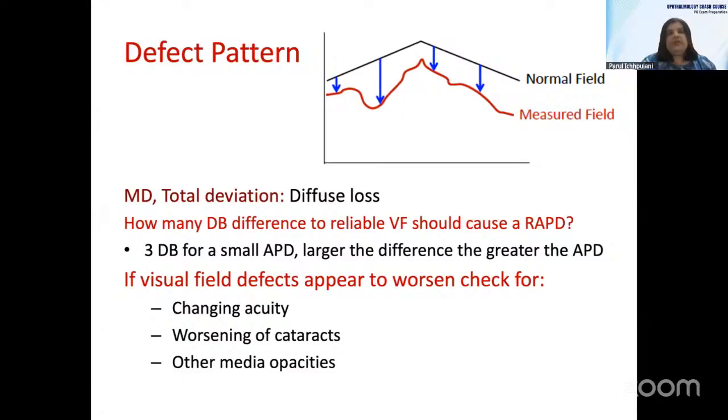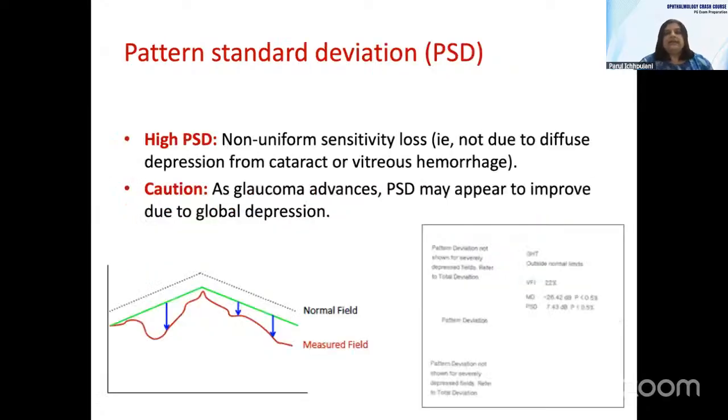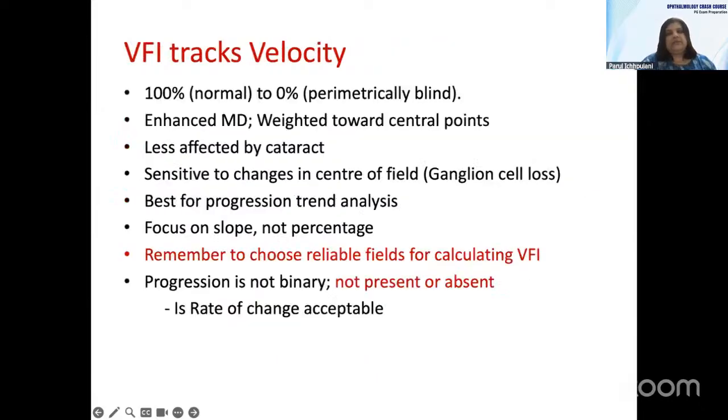If the visual field defects appear to worsen, always check for changing visual acuity and worsening of cataracts and any other media opacities. Pattern standard deviation, as the disease advances, tends to improve due to global depression. So if the pattern standard deviation is improving, you will get a printout like this, wherein it is mentioned that the field is severely depressed.